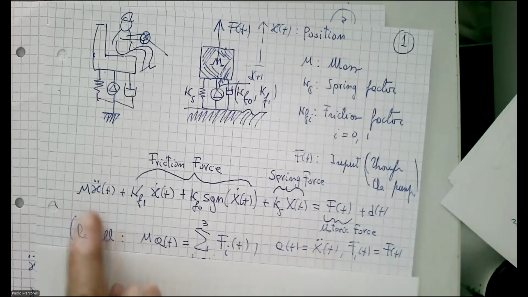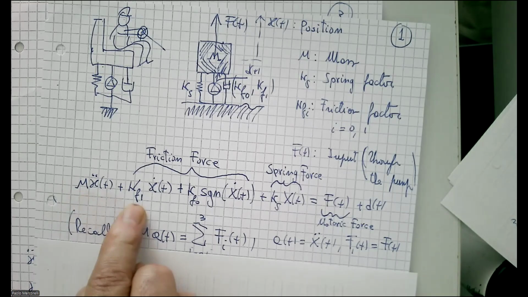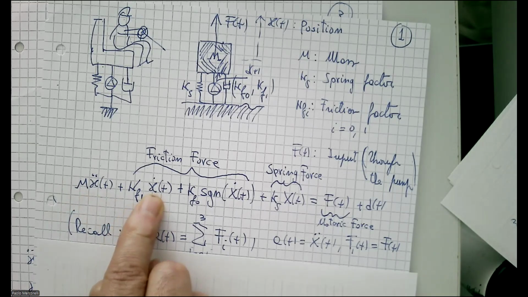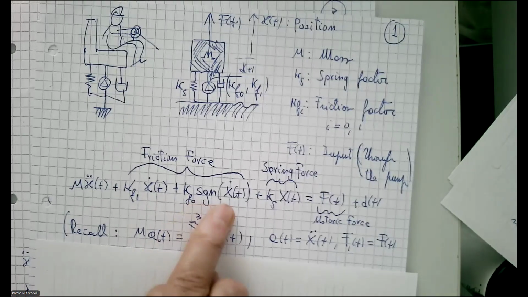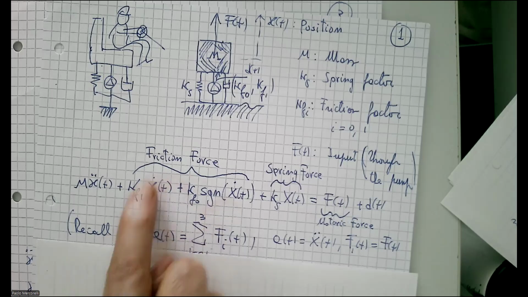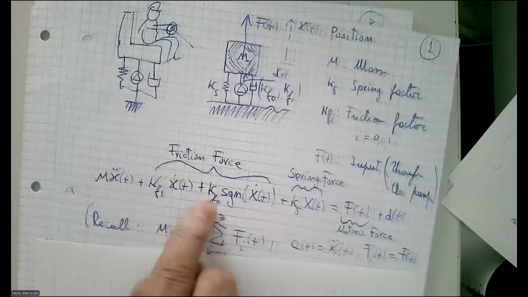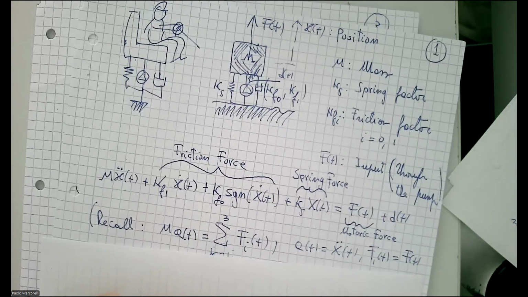Why this balance here? Because the inertia, the mass multiplied by the second derivative of x, plus kf1 multiplied by the first derivative of x, plus kf0 multiplied by sgn of the derivative of the velocity. Again, the same argument. This is the friction force in accordance with the Coulomb model. Do you remember I told you this? The Coulomb model of the friction.